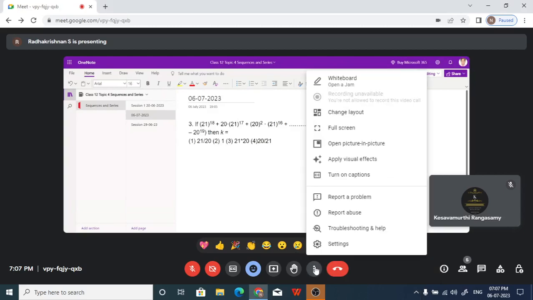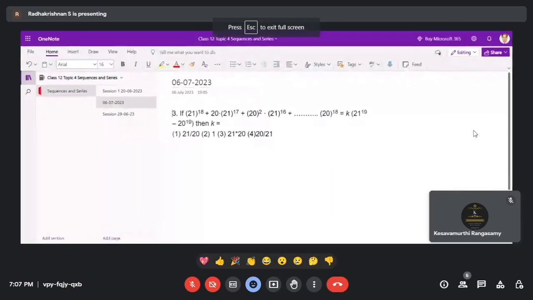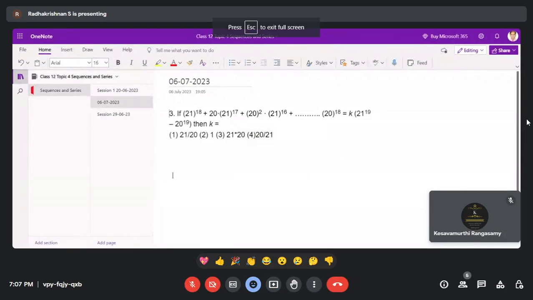So this is the problem for the benefit of Sundaresan. You have solved it. Maybe Sundaresan, you can explain it, since you have already solved it. Can you tell me how you did it and what the steps are? So this is in sequence and series.